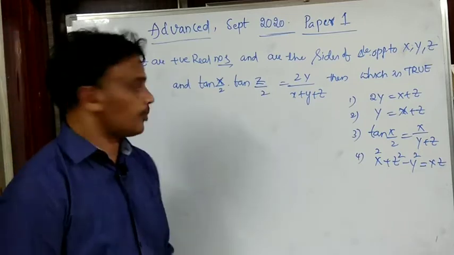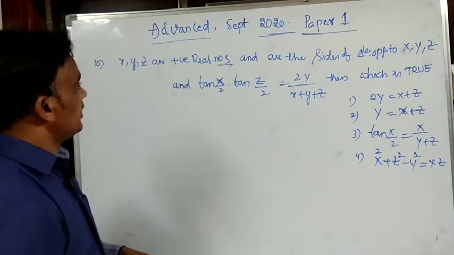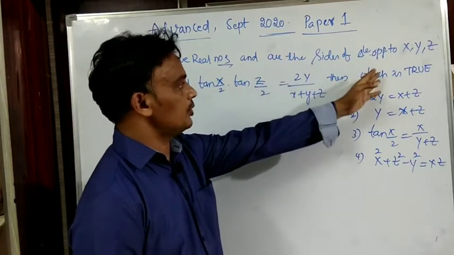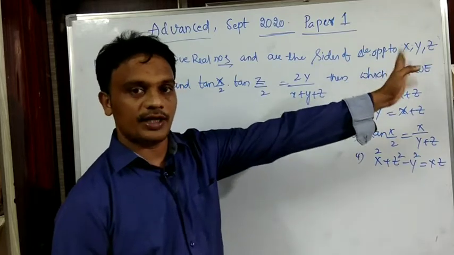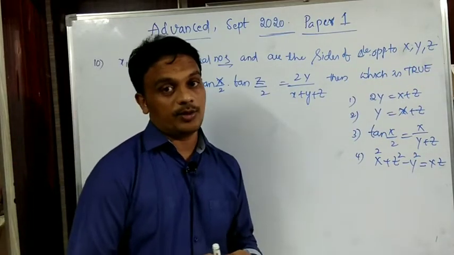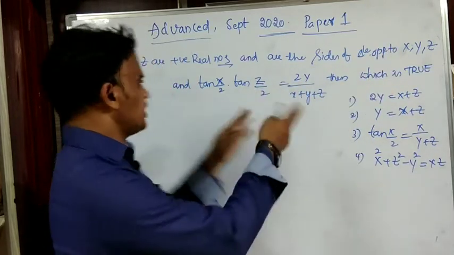Coming to the next problem, the 10th problem. From the properties of triangles, x, y, z are real numbers and they are the sides of a triangle opposite to vertices capital X, capital Y and capital Z. Generally in this problem we get small a, b, c as the sides opposite to capital A, capital B, capital C, but they have just changed that.